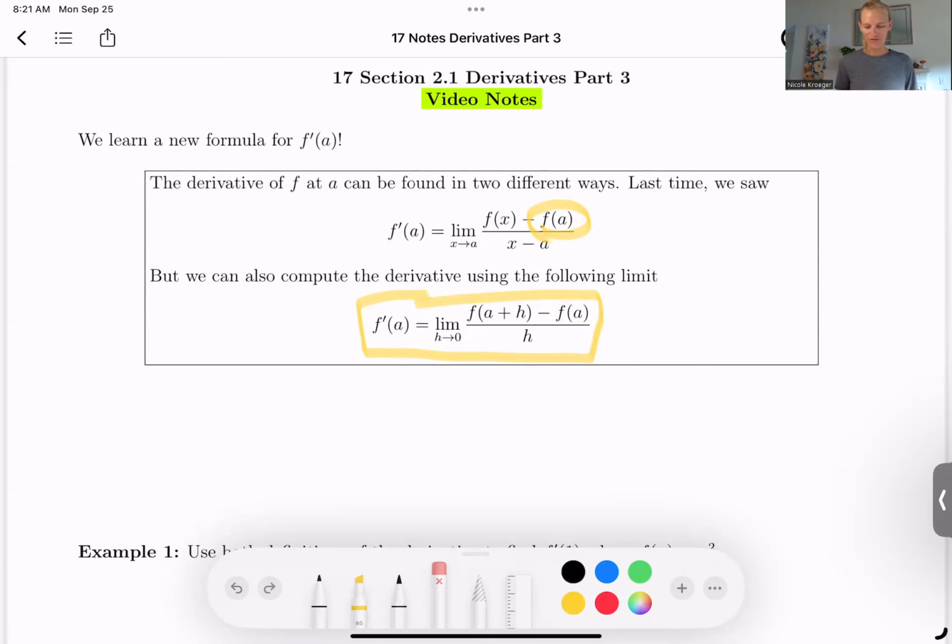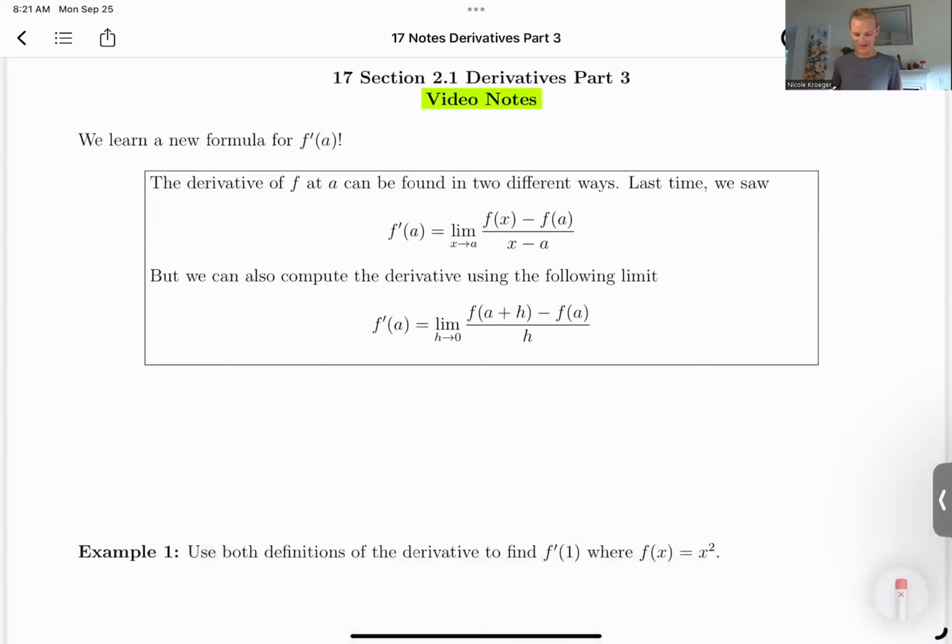So what we're going to do in this video is we will just do computation. We'll just compute the derivative using each of these limits. In class, we will see why these limits are the same and why the second one also gives us the slope of a tangent line. So let's just jump right on in.